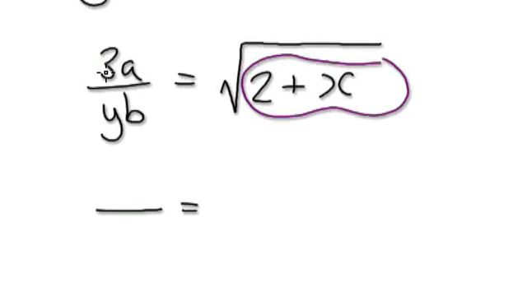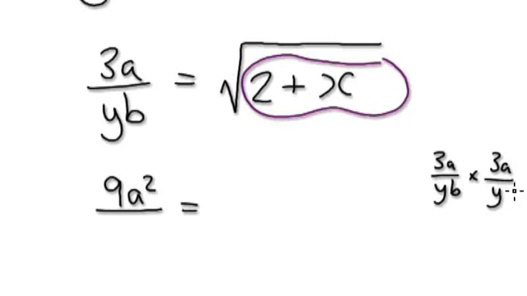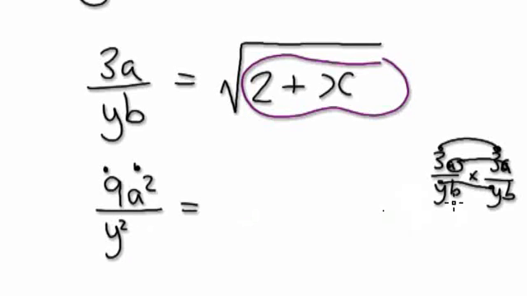Here you've got a fraction times by itself, so it will be 3a over yb times 3a over yb. Now 3 times 3 is 9. A times a will be a squared. Now y times y will be y squared, and then b times b will be b squared. And this would be 2 plus x.